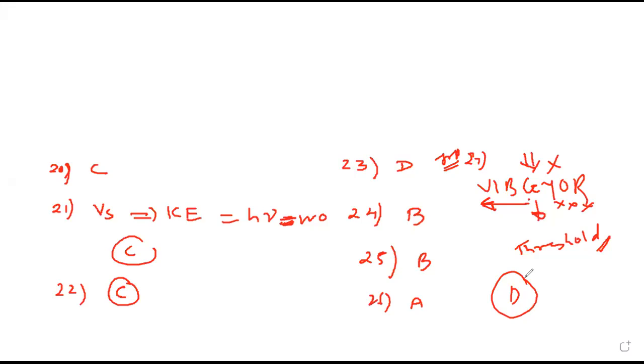Completed till 27? Yes, sir. Coming to 28. On increasing the intensity of incident light on the surface of metal, the number of photoelectrons increases. B.